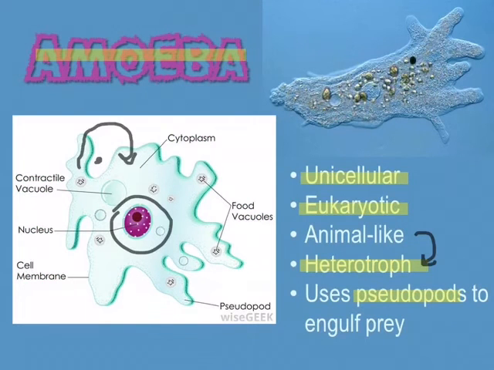Okay, now we're going to talk about 4 common protists. The first one is an amoeba. Amoebas are unicellular protists. You can see a real one here. They are eukaryotic, so they have a nucleus. You can see that's the purple shape inside the cell.